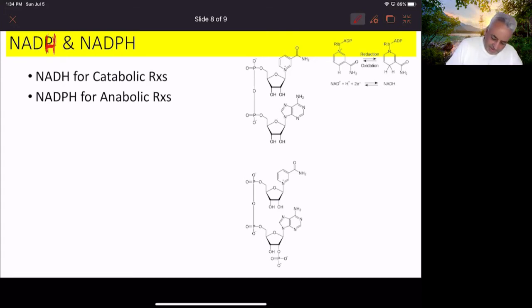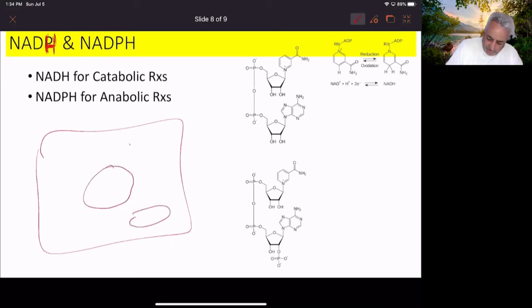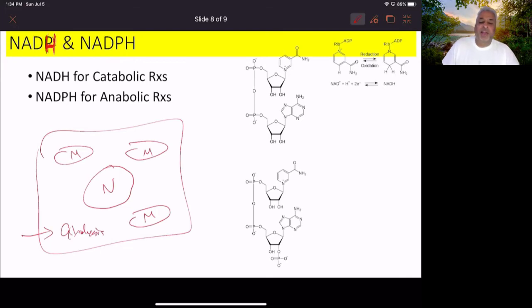Right? So NAD, this is a typical cell. And then we have the nucleus, and we have mitochondria. Mitochondria are very important. So that's the nucleus, and that's the mitochondria. So when sugar enters the cell, glycolysis, let's get the spelling right, glycolysis takes place in the cytosol. And here we have lots and lots of NAD+, waiting around for passengers.